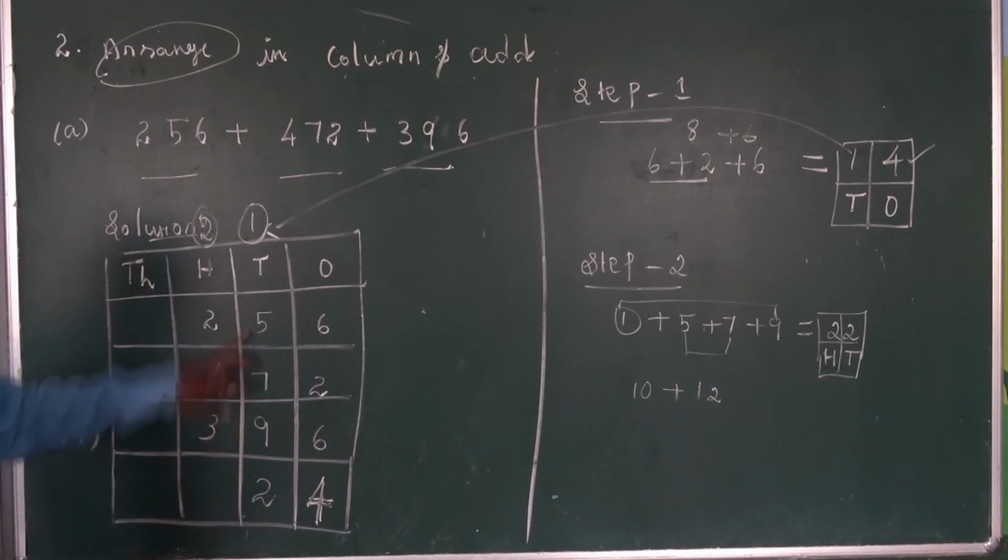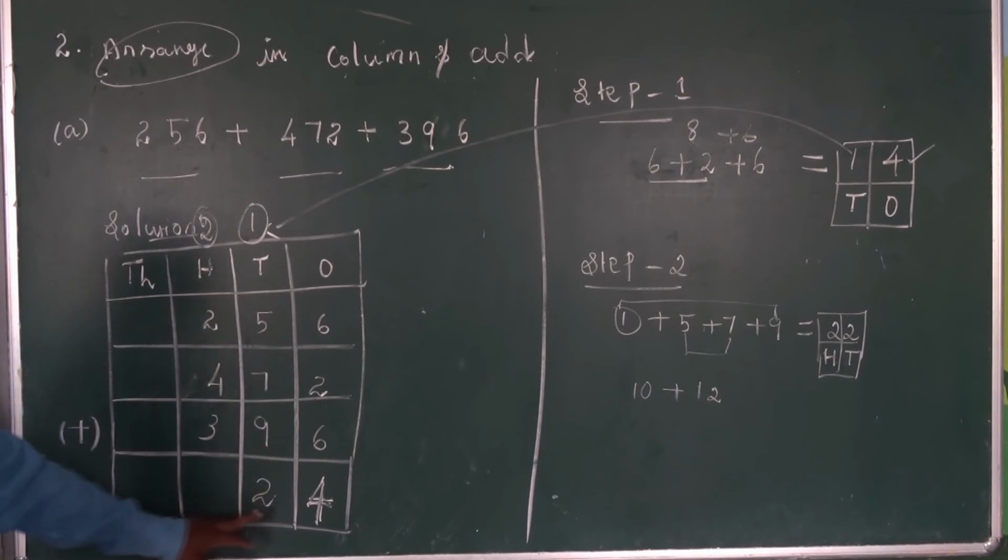Listen here. 5 plus 7 is equal to 12. 12 plus 10 is equal to 22. Write the number 2. Balance 2. 2 plus 2 plus 4 plus 3.